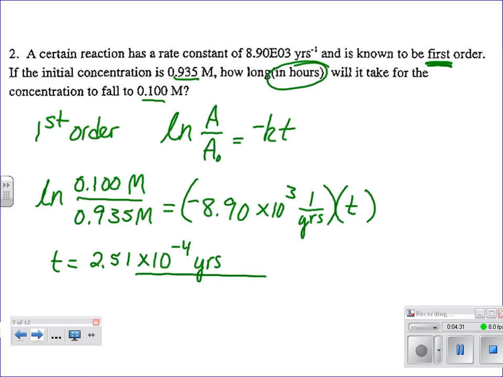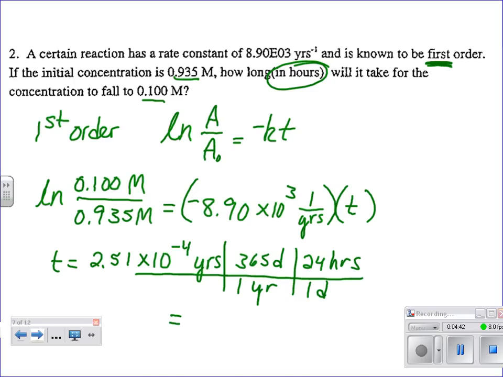So now the easy part, just a little bit of that dimensional analysis. 1 year is equal to 365 days. 1 day is 24 hours. So our final answer gives us 2.20 hours.